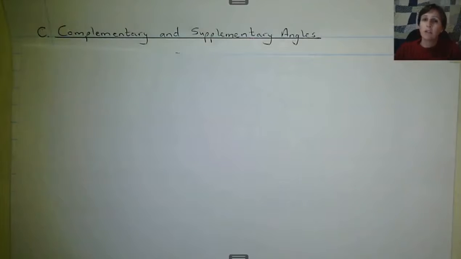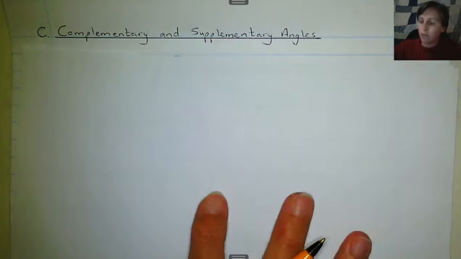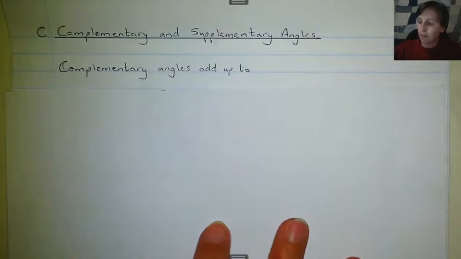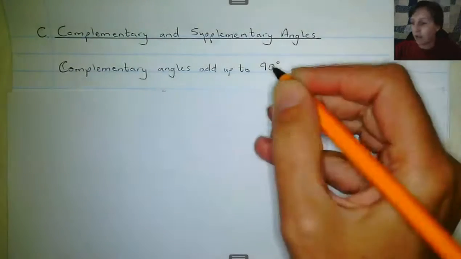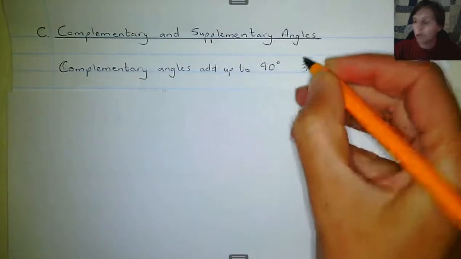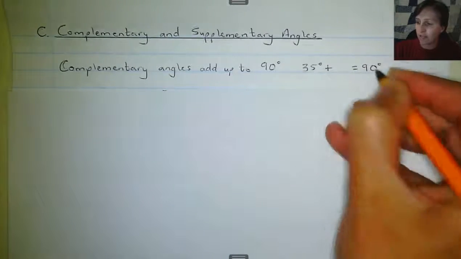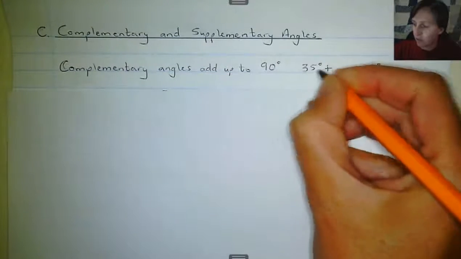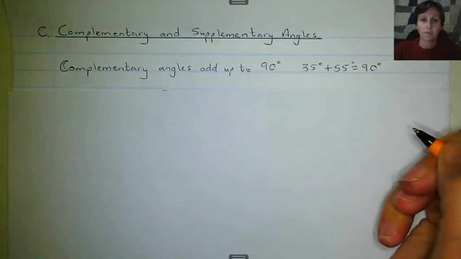The last part of angles that we learnt about were complementary and supplementary angles. Complementary angles are angles that add up to 90 degrees. So if I ask you what the complement is of 35 degrees, I'm asking you what I must add to 35 to get to 90 degrees. And so the complement of 35 is going to be 55 degrees.